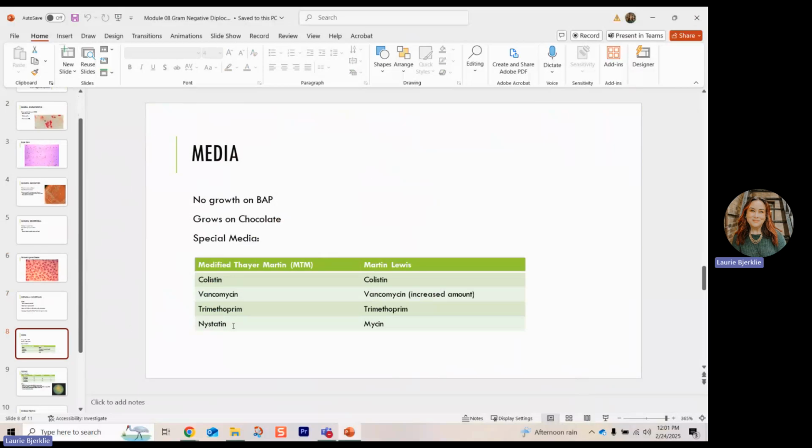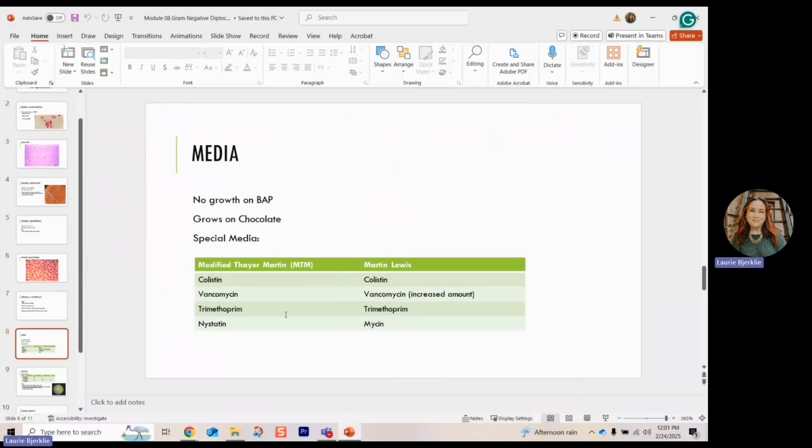So that way only Neisseria is coming through, and all the other normal flora and anything else that might have been in that genital area or wherever you're looking are wiped out, and just the Neisseria can thrive and really be seen. Same with Martin Lewis. It has very similar antibiotics. The difference is it has an increased amount of vancomycin, and then it uses anisomycin, sometimes called anisomycin, to inhibit the yeast instead of nystatin.